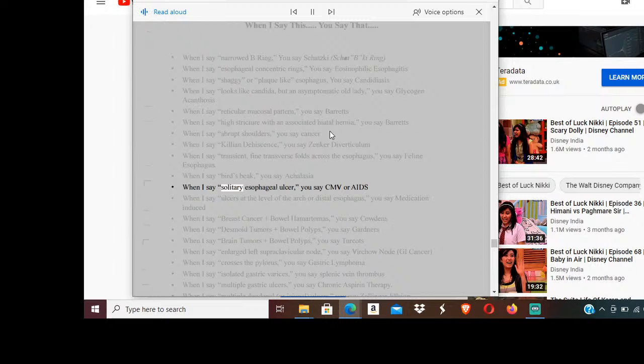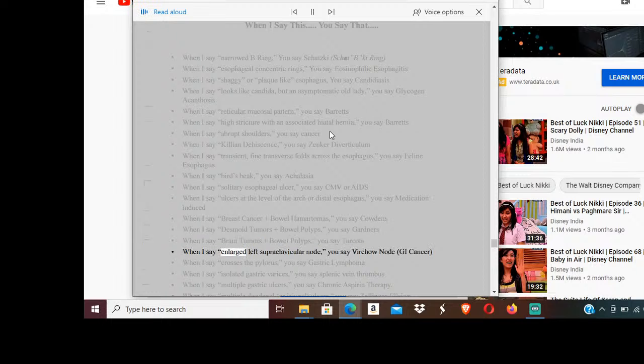When I say solitary esophageal ulcer, you say CMV or AIDS. When I say ulcers at the level of the arch or distal esophagus, you say medication-induced. When I say breast cancer and bowel hamartomas, you say Cowden's. When I say desmoid tumors and bowel polyps, you say Gardner's. When I say brain tumors and bowel polyps, you say Turcot's.